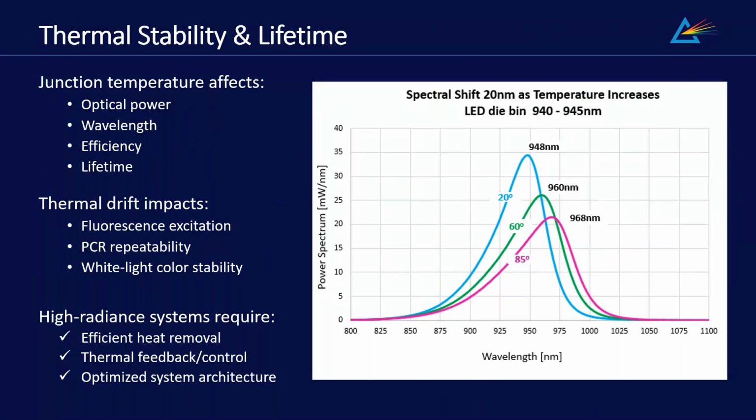In biomedical systems, these effects directly impact performance. For example, in fluorescence imaging or PCR, wavelength drift can affect excitation efficiency and measurement repeatability. In white light imaging systems, such as endoscopy, thermal drift can also affect color temperature and color rendering. As a result, thermal design becomes a full system level problem involving optics, packaging, PCB design, heat spreading, airflow, and electronic control.